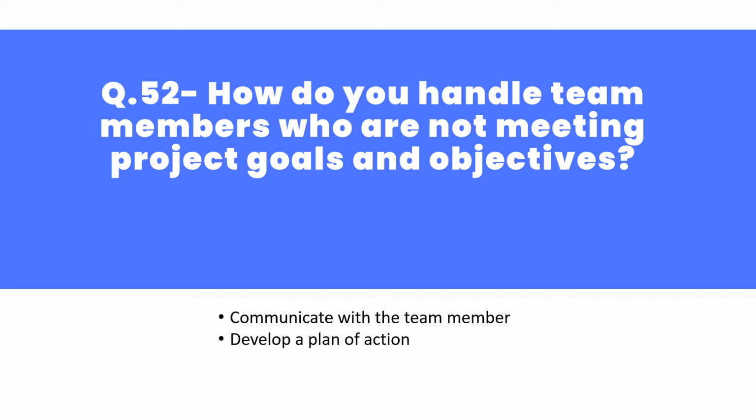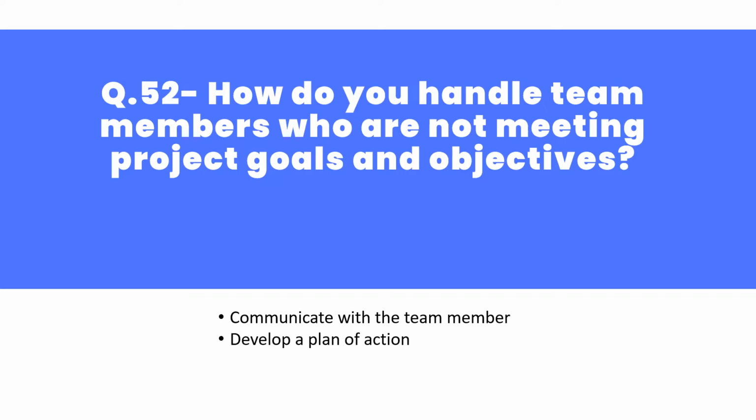Number three, develop a plan of action. Based on the information gathered from the team member, develop a plan of action to address the issue. This could include providing additional training or resources, adjusting project timelines, or reassigning tasks to other team members. Number four, monitor progress. Regularly monitor the team members' progress to ensure the plan of action is having the desired effect and make any necessary adjustments.